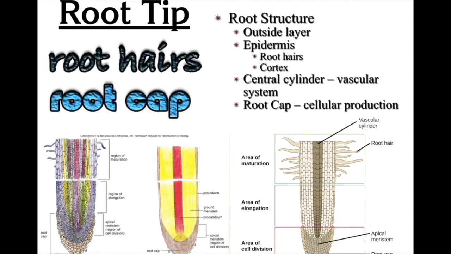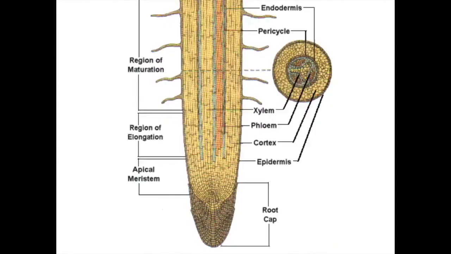So it increases the chance to get more water. And you can actually see the structures here with the xylem on the inside, phloem on the outside. Then you have the cortex and epidermis. Now, for the structure of the root, you have cells that will grow. The region of maturation, this is where the cells are going to be dividing and growing. The region of elongation, there's going to be a stretching of the cells. And then you have the apical meristem and root cap.